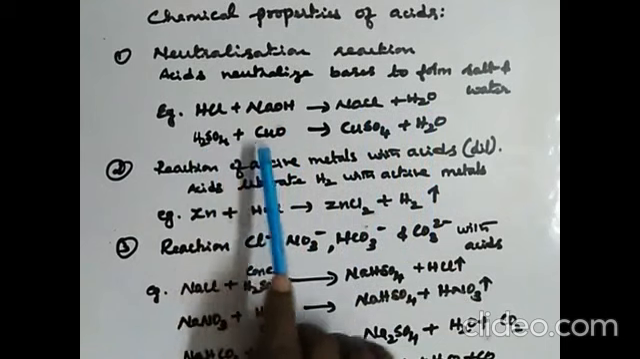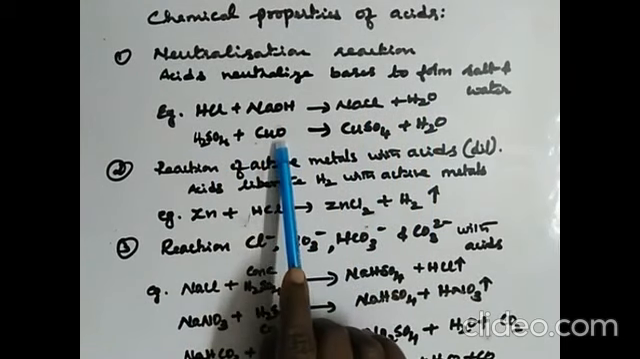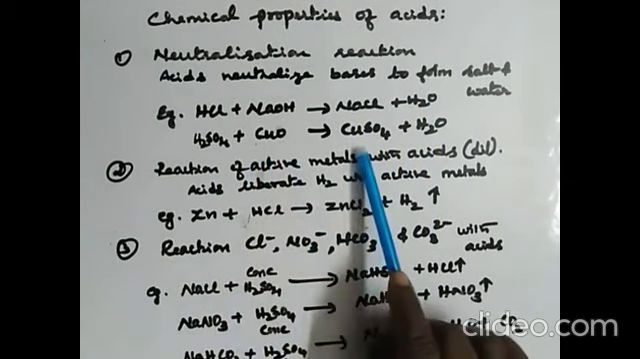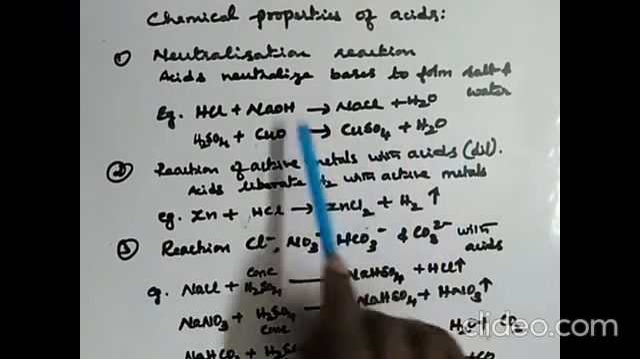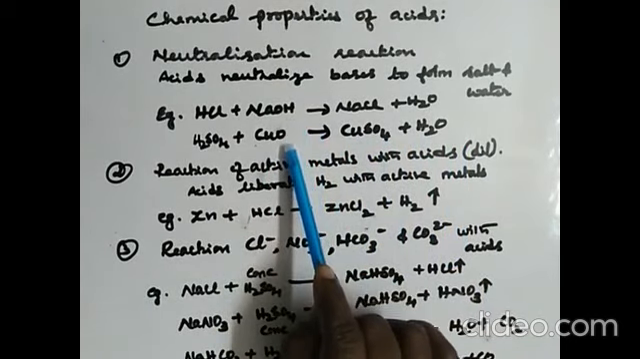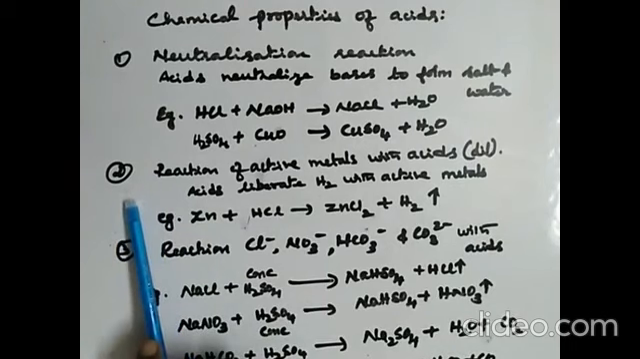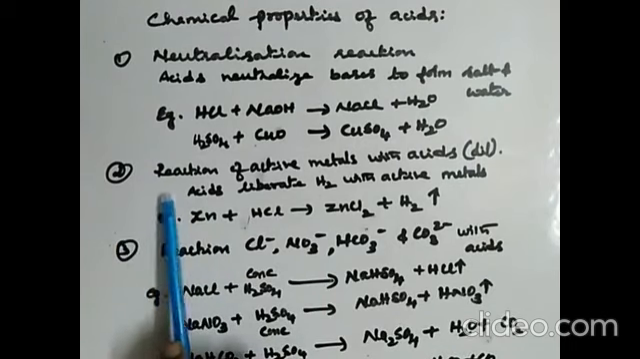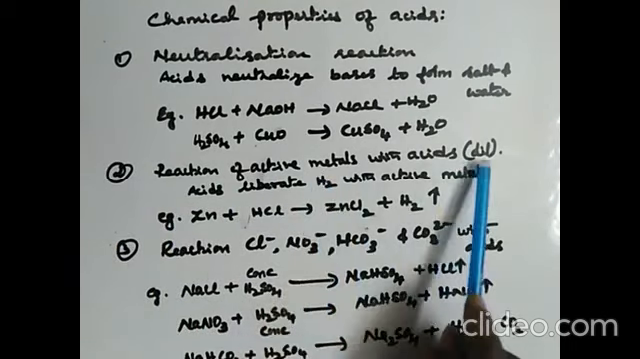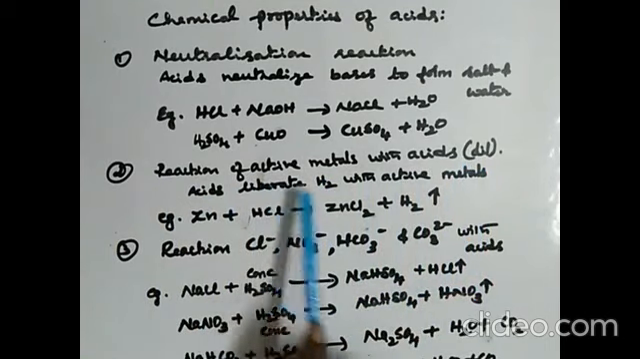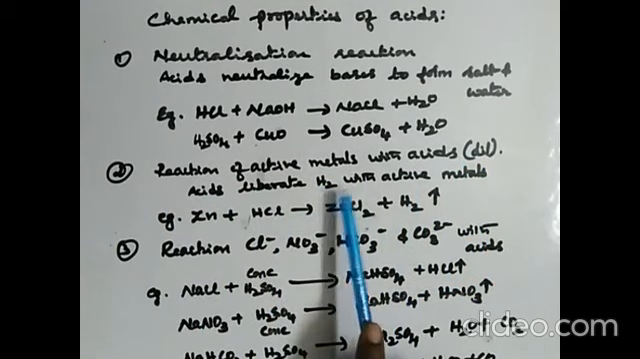Sulfuric acid combines with copper 2 oxide, which is also a base, to form copper sulfate and water. Bases can be hydroxides or oxides of metals. The second chemical property is acids react with active metals, that is, dilute acids react with active metals to liberate hydrogen gas. What are active metals?